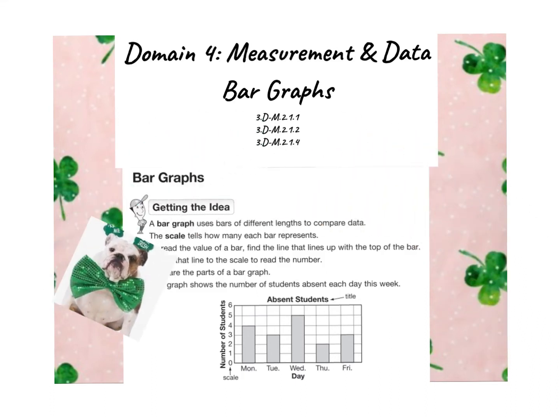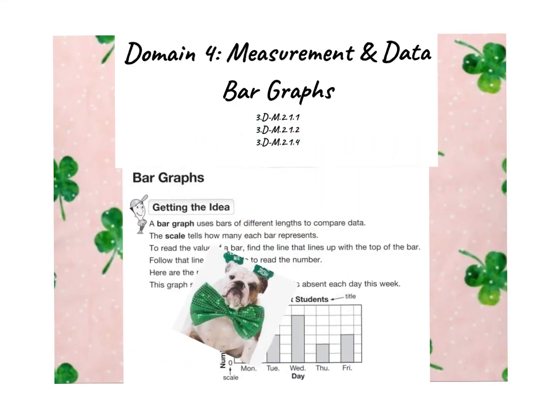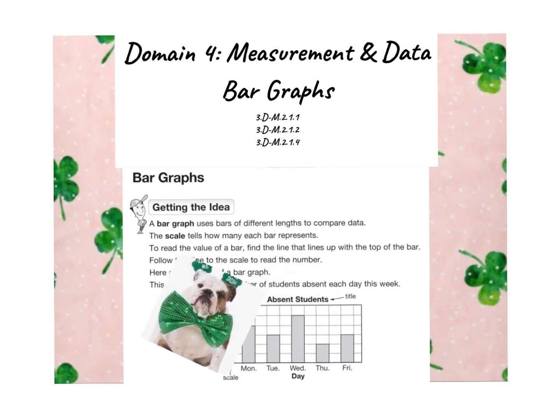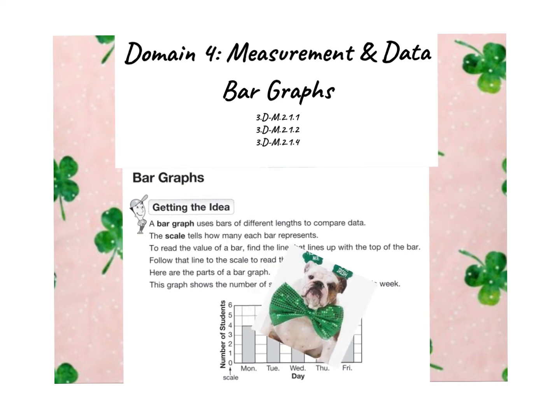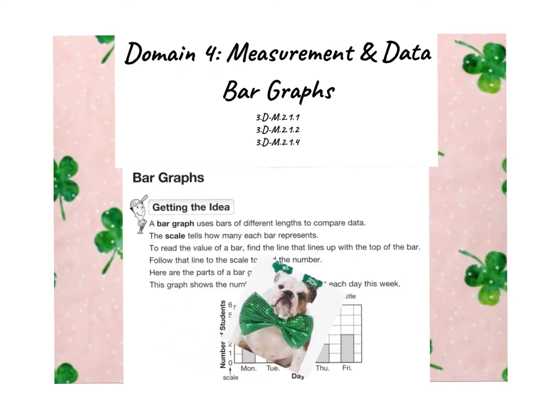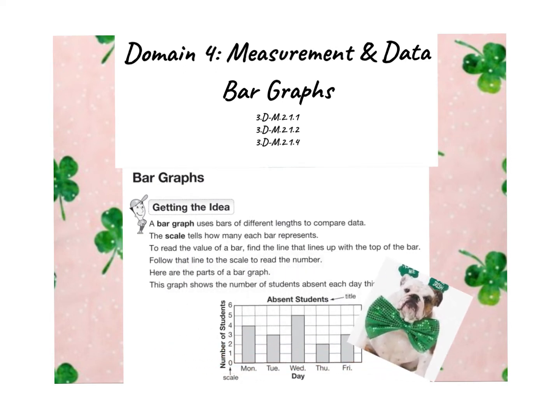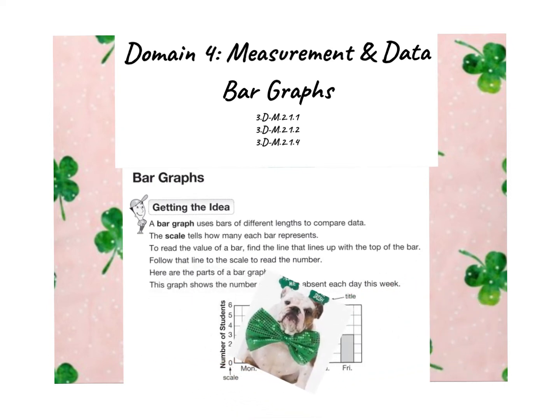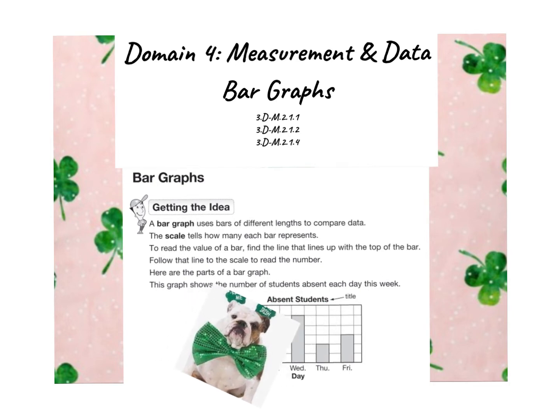Hey friends, today we're going to be working on bar graphs. A bar graph uses bars of different lengths to compare data. The scale tells how many each bar represents. To read the value of a bar, find the line that lines up with the top of the bar, and then follow that line to the scale to read the number. Here are the parts of the bar graph.